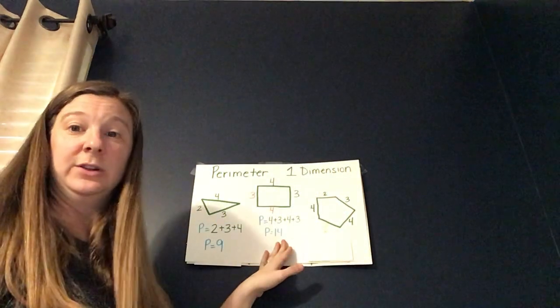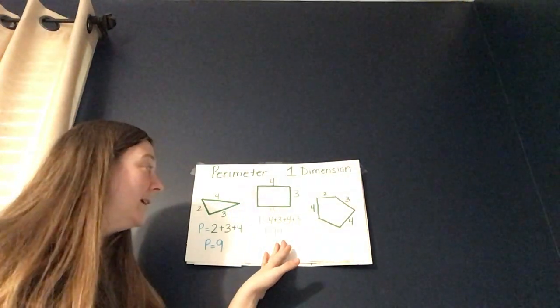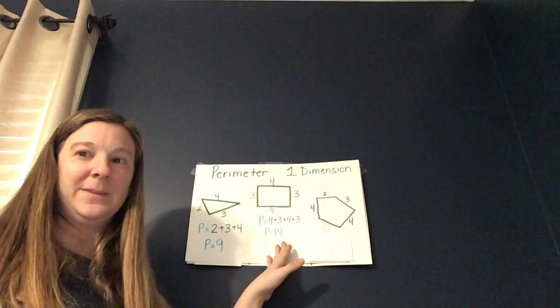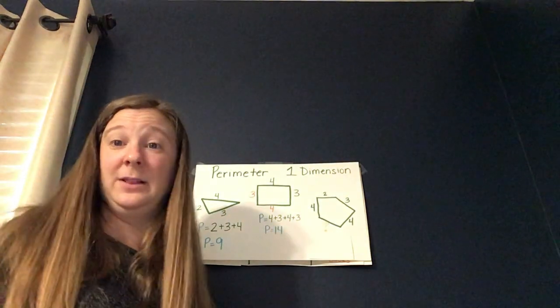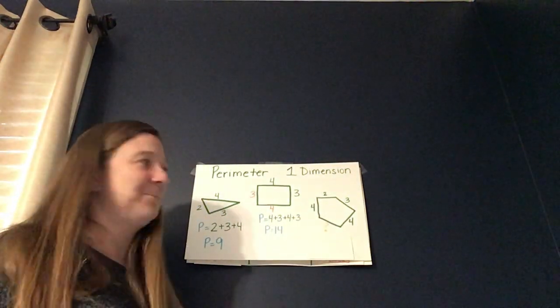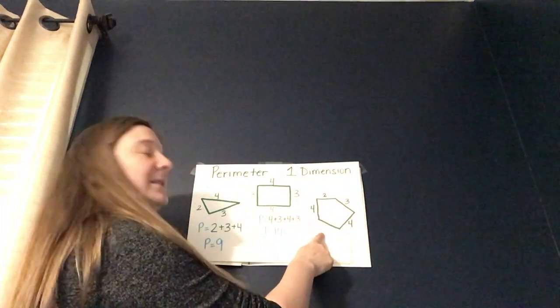So my equation looks as such. 4 plus 3 plus 4 plus 3. That is a total of 14. Now, when I'm thinking about perimeter, I'm not always going to be looking for the end result. As you can see in this figure over here, I'm looking for a missing side.